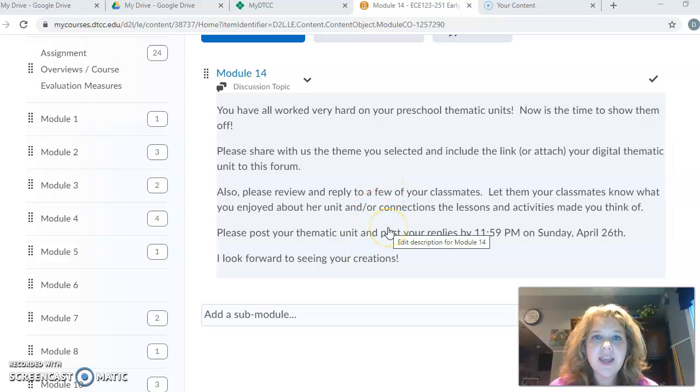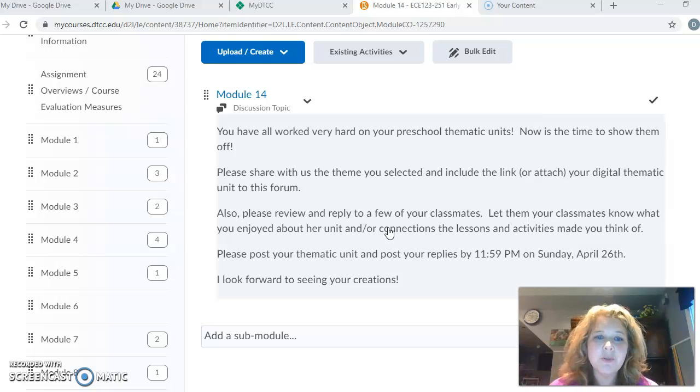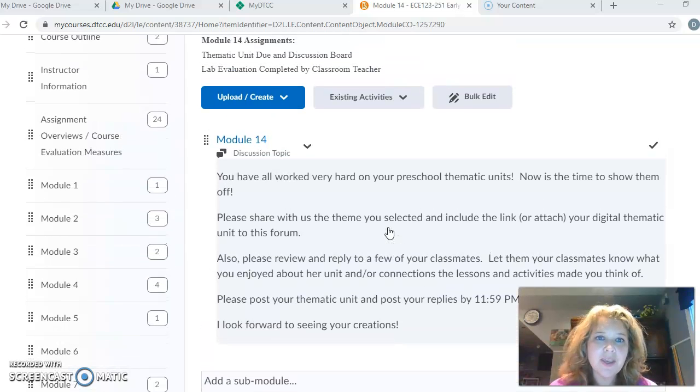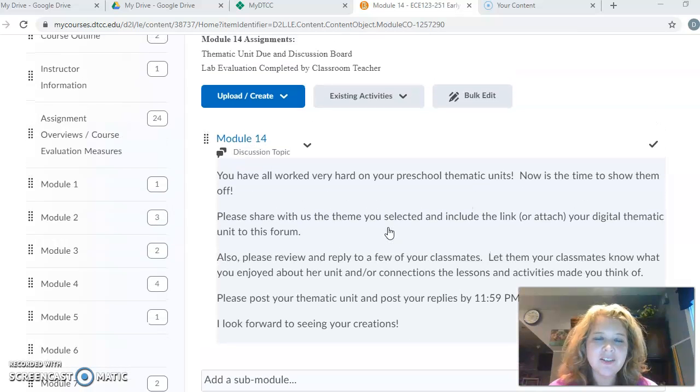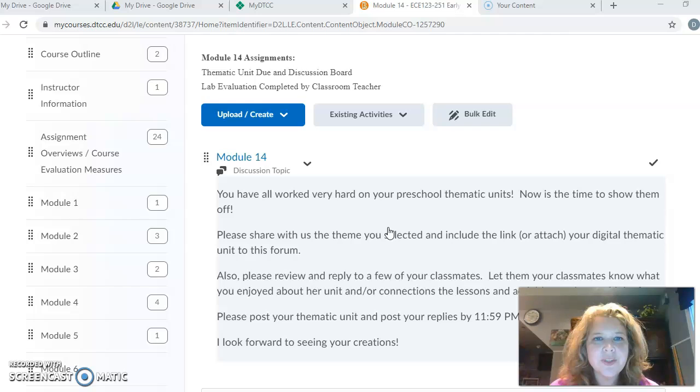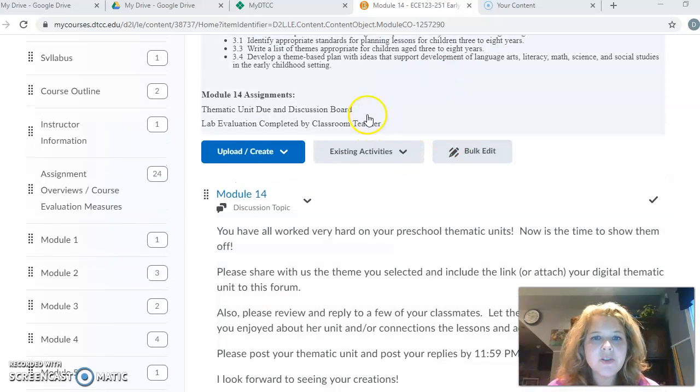And then please reply to at least one classmate by Sunday at midnight, but it would be nice to give some of your other classmates feedback as well and take a look at their thematic units. The good thing is that you can probably find some great ideas to file and steal for use in your future classroom. Also, I have on the timeline lab evaluation completed by classroom teacher.